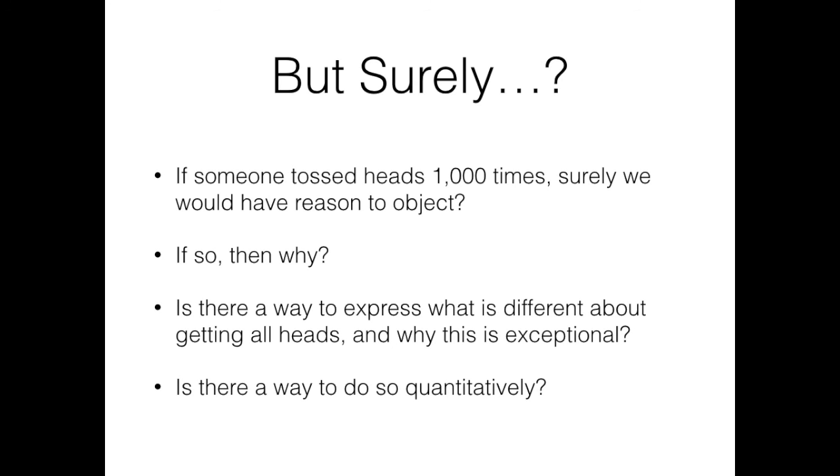But of course, we wouldn't think that. If someone said that they flipped heads 1,000 times, we wouldn't think that this meant that they just happened to be lucky. But would we have a reason to object? Is there a way to express why we find flipping heads 1,000 times to be a surprising event, but other sequences, even though they have the same physical complexity, we would describe as unsurprising? And is there a way to express this quantitatively?